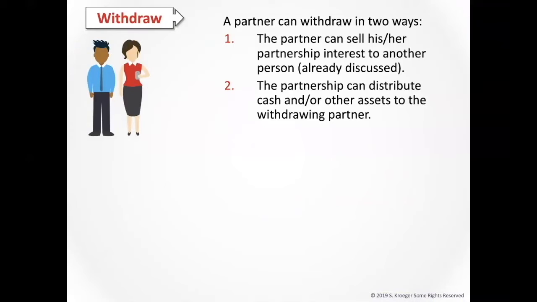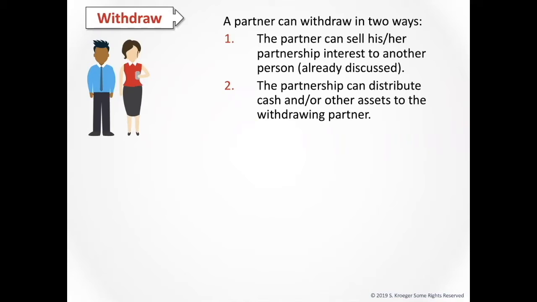There are two ways to withdraw a partner. The first way we have already discussed. This is when a new partner comes in to replace the withdrawing partner. The second way is when the partnership distributes cash or assets to the partner that's withdrawn.